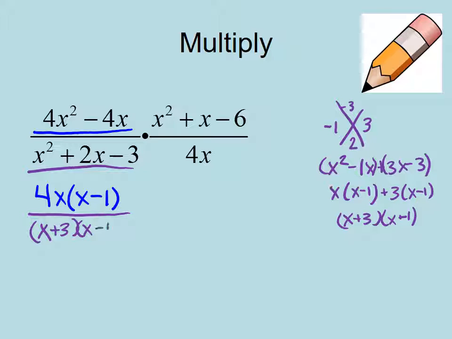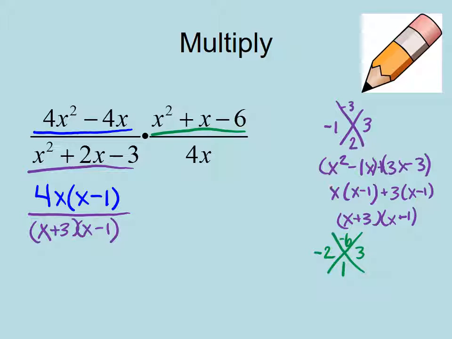Let's take a look at the next numerator. I have x squared plus x minus 6. I'm going to use AC method. A times C, B goes on the bottom. Multiples of 6 that can get me to 1. 1 and 6, 2 and 3. But I need a negative 2 in order to fulfill those signs and values.